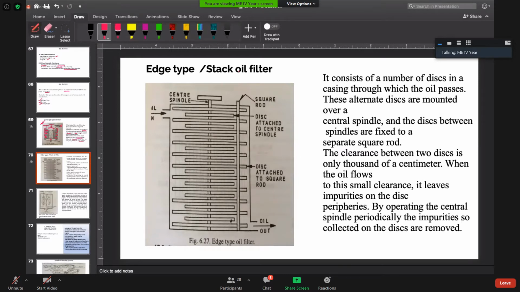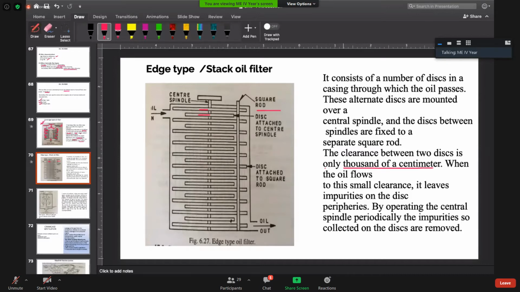Basically, the only function of this is to provide resistance to the movement or flow of the oil which is having some impurities in it. Okay, so as the oil flows through it, the impurities will be locked down at different places, and the filtered oil will get out from this location. So this is the simple basic working principle of this type of filter. Here we can see it consists of a number of discs in a casing through which oil passes. These alternate discs are mounted over a central spindle, and the discs between the spindles are fixed to a separate square rod. Here you have a square rod.